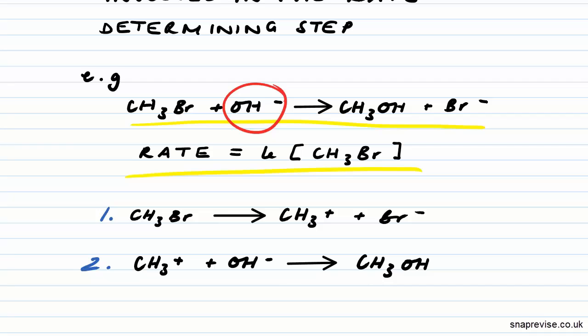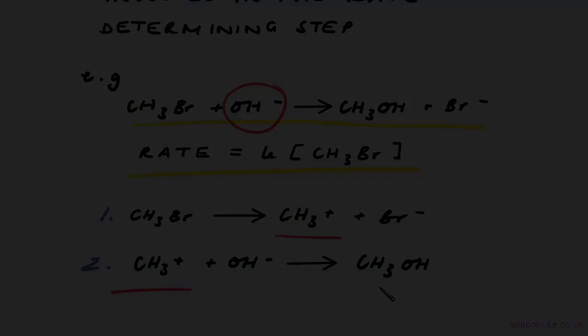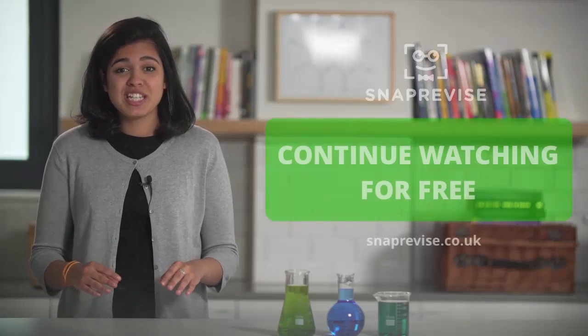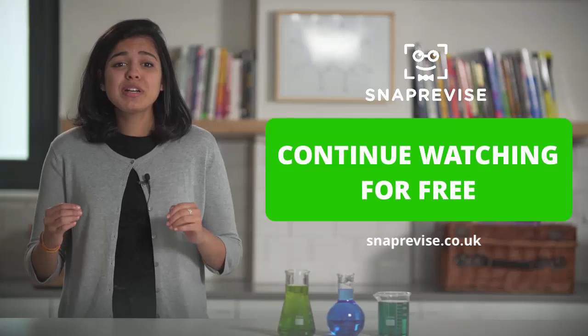Now you'll see we're forming a CH3+ ion. This is what we call an intermediate. It's a species that's formed in one step of our multi-step reaction and it's used up in a subsequent step, so it's not seen as either a reactant or a product, as you won't see it here in our products. You can see it's made in step 1 and it's used up in step 2, so we don't see it in our overall products.